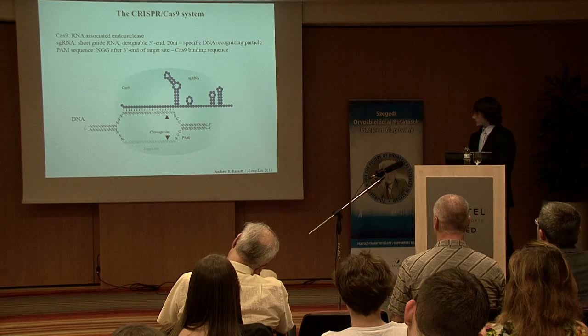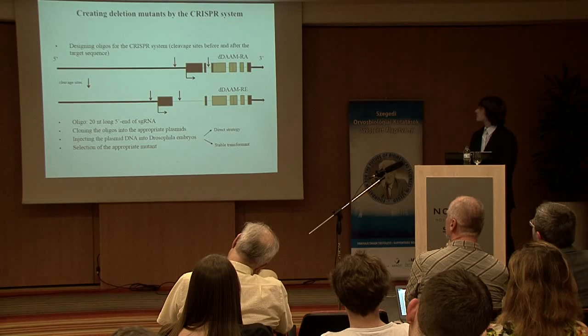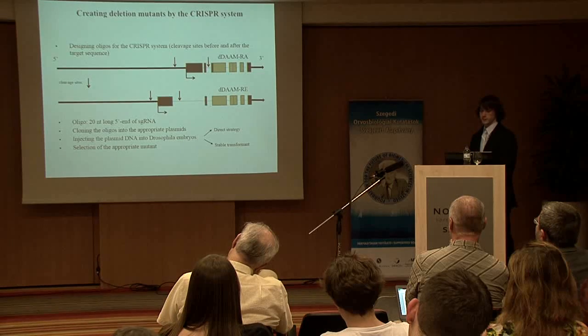This target site must be followed by a PAM sequence, an NGG sequence after the 3' end of the target site. This is the protospacer adjacent motif. The workflow of my plan to create isoform-specific mutations was the following. First, I designed oligos for the CRISPR system, with cleavage sites before and after the first exon and the transcription start. After that, I cloned the oligos into appropriate plasmids and then injected these plasmid vectors into Drosophila embryos.